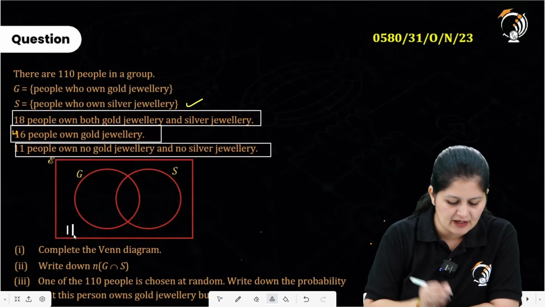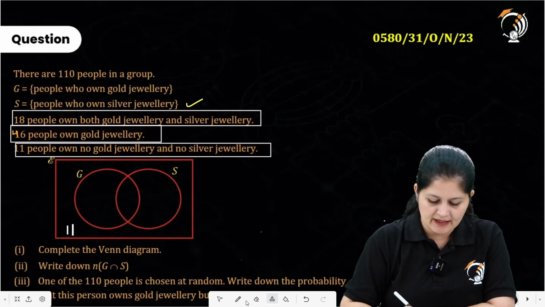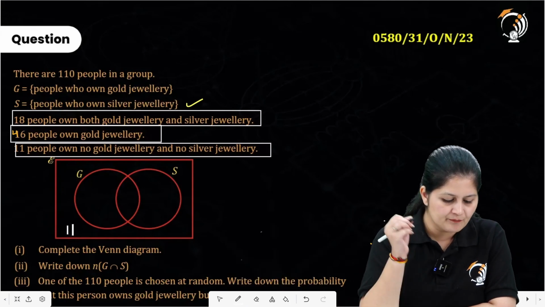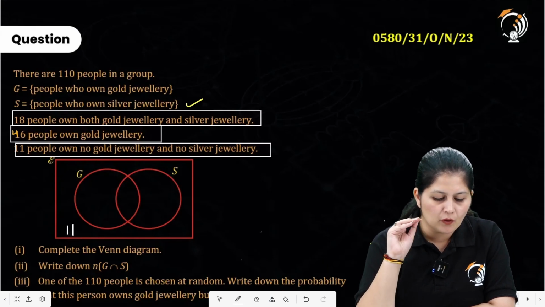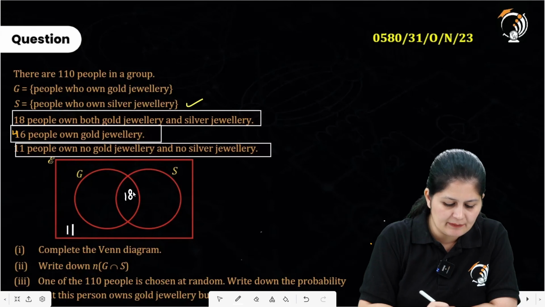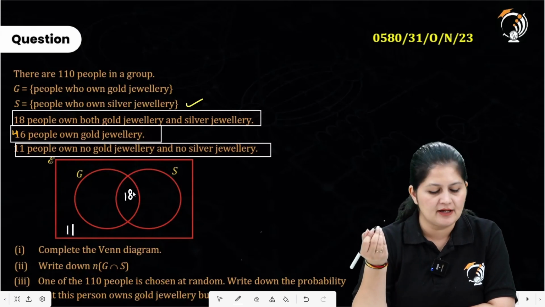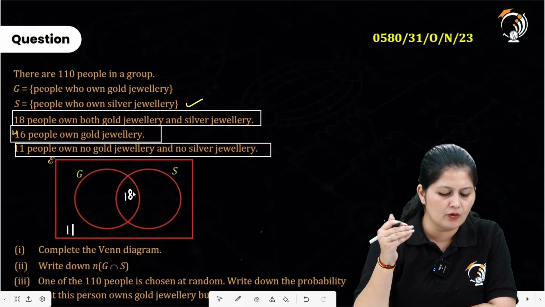So that means clearly we are going to have 11 people here. Further, if I talk about 18 people own both gold and silver jewelry. So there are 18 people who own both gold and silver jewelry. Further, 46 people own gold jewelry.